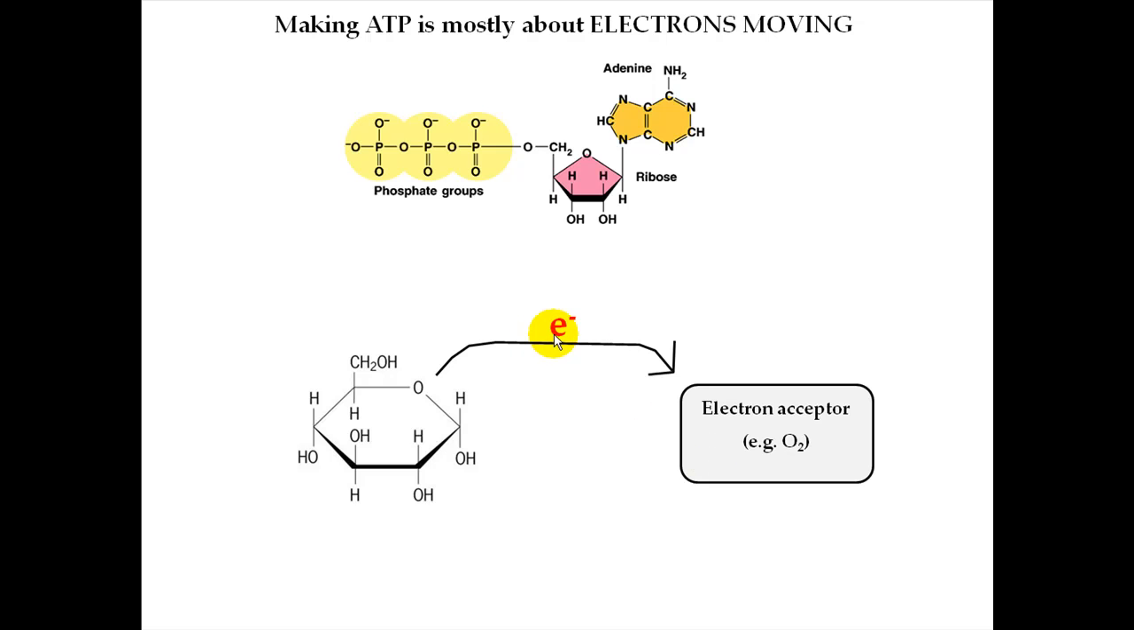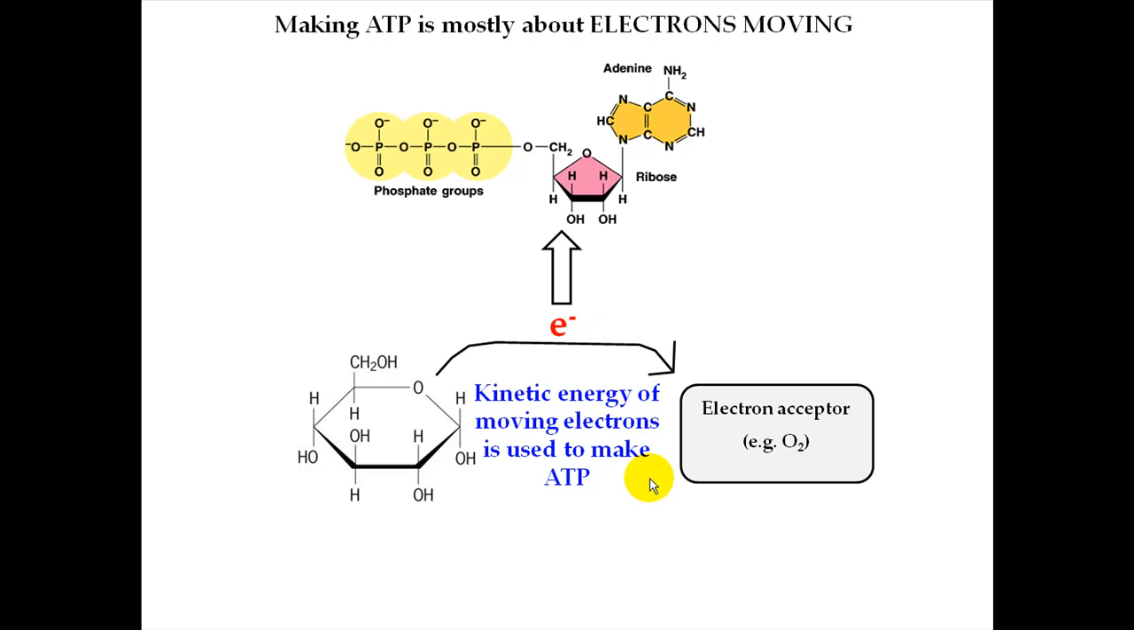And whenever anything moves, like electrons, that represents kinetic energy. And it turns out that cells can use the kinetic energy from that moving electron in order to make something else that has a lot of energy, like ATP. So again, whenever you're talking about ATP being made, whenever you're talking about cell energetics, it's all about what's going on with the electrons. So to sum up this slide, again, the kinetic energy of moving electrons is used by cells to make ATP.